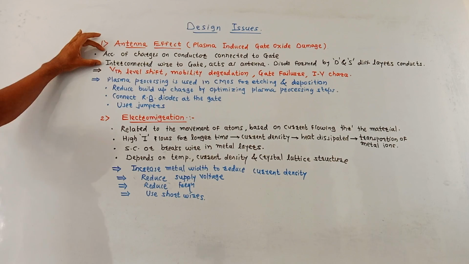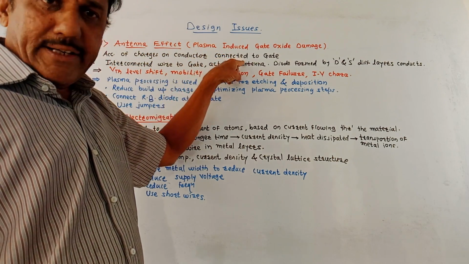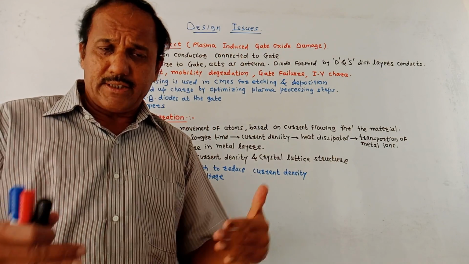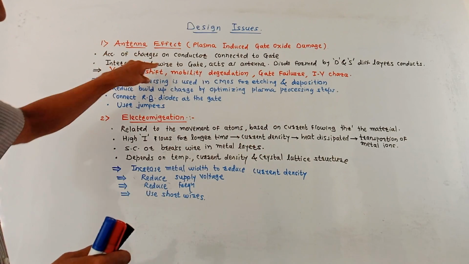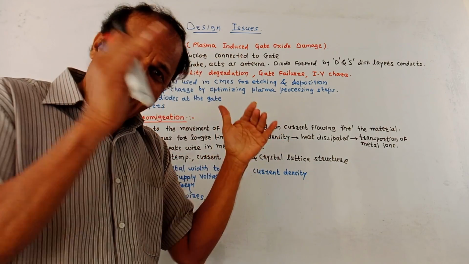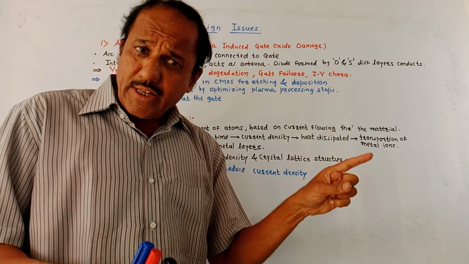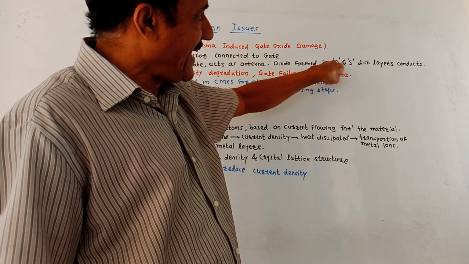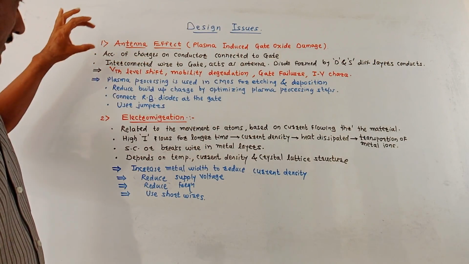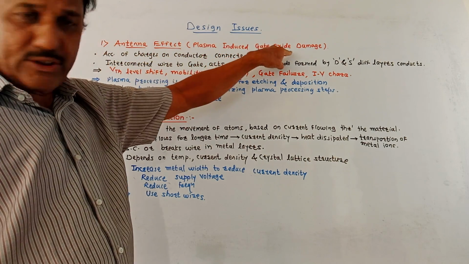It is related to accumulation of charges on the conductor connected to the gate terminal. So there are many interconnected wires used in the circuit. The interconnected wire which is getting connected to the gate terminal acts as an antenna, and this effect is called antenna effect. Usually a diode is formed between drain and source diffusion layers of the contacts. What is the effect of this particularly plasma induced gate oxide damage?